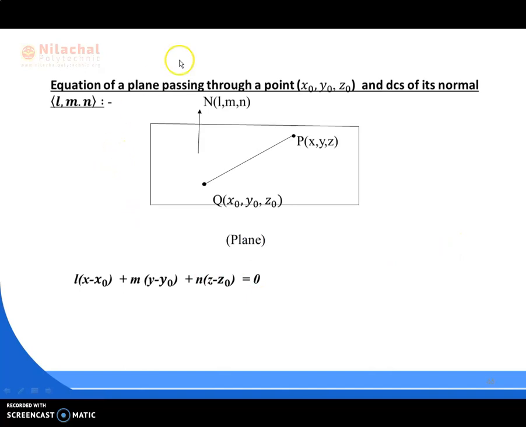Now, equation of a plane passing through a point x0, y0, z0, and the direction cosines of its normal are l, m, n. Let's see, here this is a plane, Q is a given point x0, y0, z0, P is any random point on the plane x, y, z, and the normal direction cosines are l, m, n. Then the plane equation is l into x minus x0 plus m into y minus y0 plus n into z minus z0 equals 0. The projection equals 0. Okay, let's see.